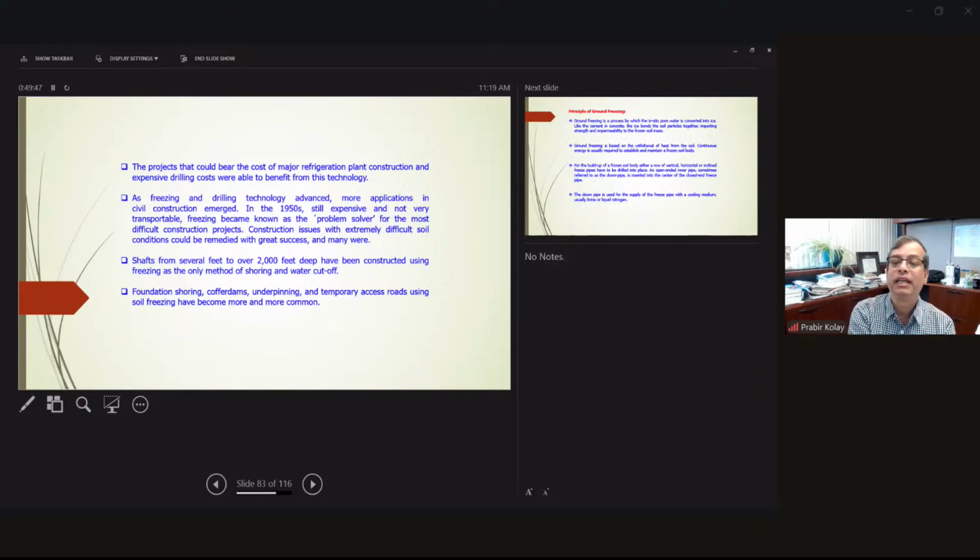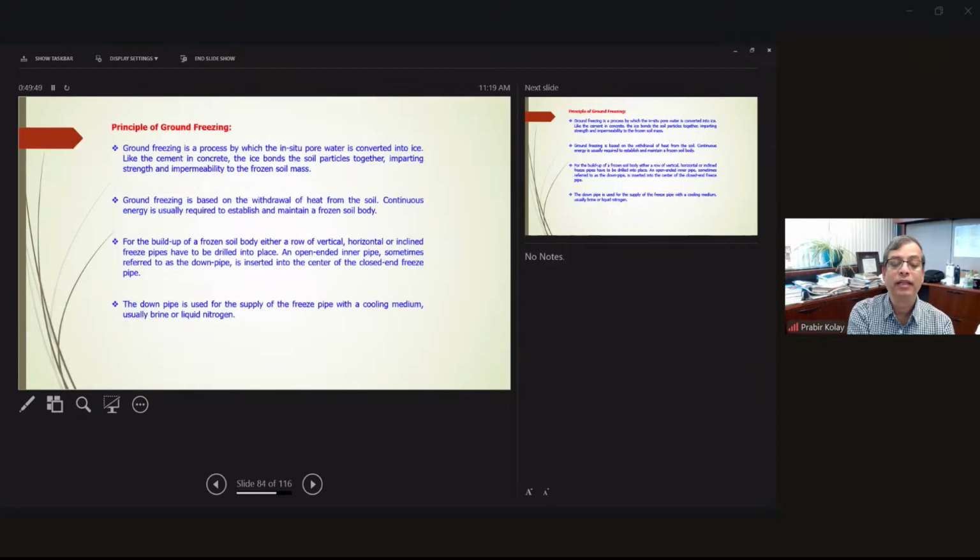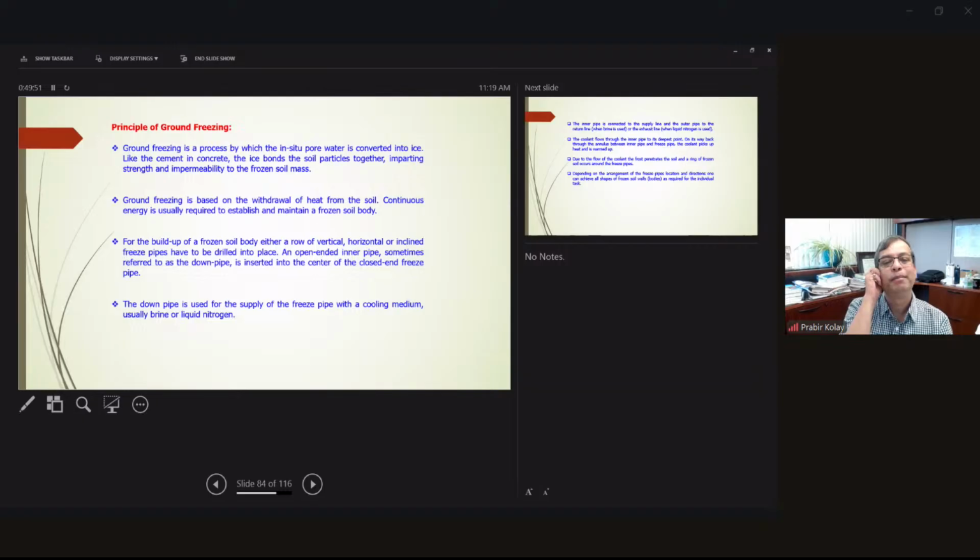It's not easy. So now, how to freeze the ground? The principle of ground freezing is a process in which the in situ pore water is converted into ice, like the cement in concrete, right? Ice bonds soil particles together, imparting the strength and impermeability of the frozen soil. Ground freezing is based on the withdrawal of heat from the soil, so you just remove the heat and freeze the ground.